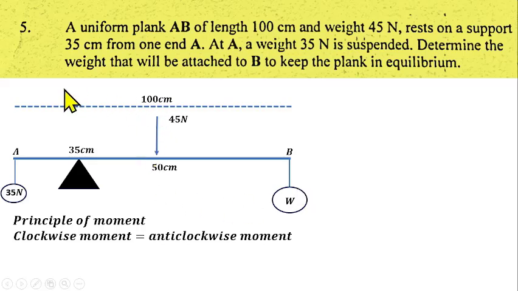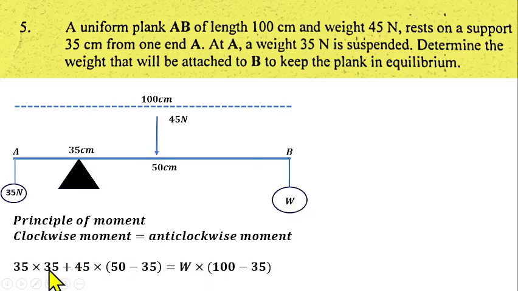Then the anti-clockwise moment will be the moment between this weight and this point, then the weight of the plank and the distance from here to here as well. So technically the anti-clockwise moment will be the moment of this weight plus the moment of the weight of the plank, equal to the moment of this new weight we are looking for.